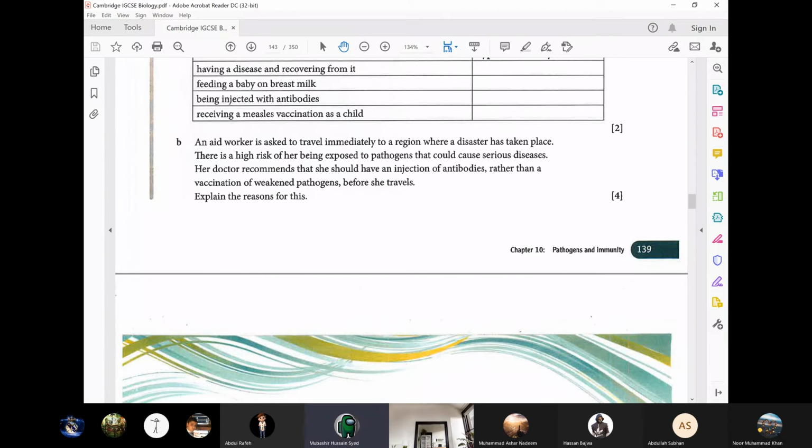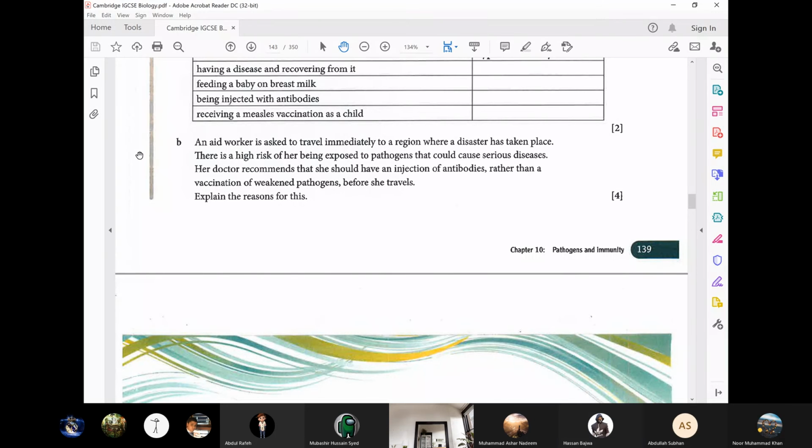But if the weakened pathogen is injected into the body, it will take time for the white blood cells, lymphocytes, to recognize the pathogen, and again it will take time to produce antibodies and memory cells against it, right? So during this time she might get the pathogen and become diseased. So it is better to get the emergency response by getting the antibodies injection rather than vaccination. All right, boys?